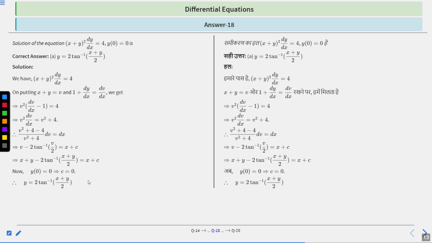Now, y(0) is equal to 0. Therefore, c is equal to 0. So, y is equal to 2 tan inverse (x plus y) by 2. This will be the solution of the required differential equation. Okay, so option A is the right choice.